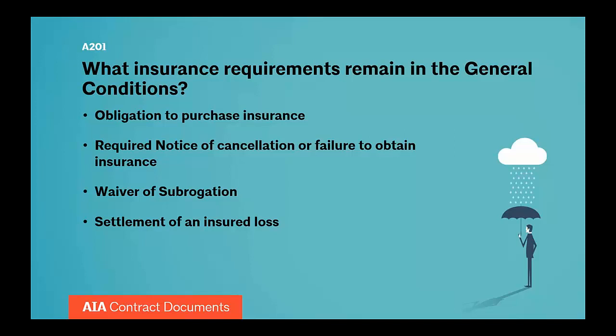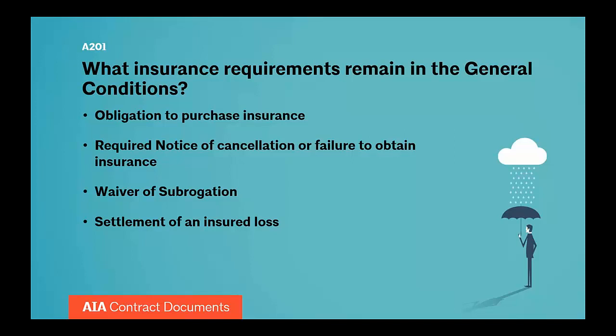So most of the insurance requirements used to be in Article 11 of A201, and in the 2017 release, many of them were moved into the insurance and bonds exhibit, and so of course for A133 and A134, that's true as well, because those use A201 as the general conditions.